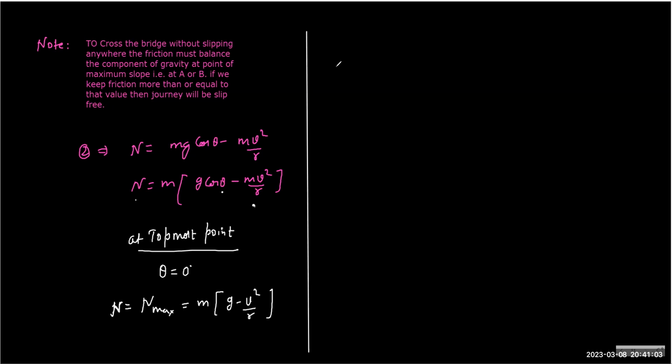Okay, so at A or B, what is N? At A or B, theta is maximum, so N will be minimum. So you have to deal with the least normal at these points, which is logical because on a slope we don't get much normal.